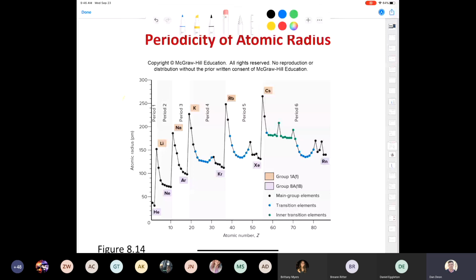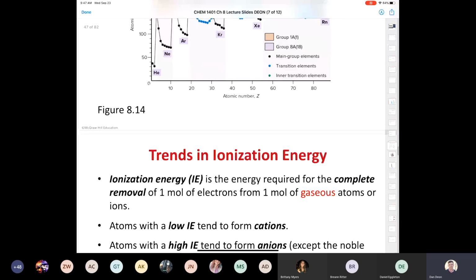And so you need to know that generally speaking, as we go across a period, atomic size decreases, and as we go down a group, atomic size increases.